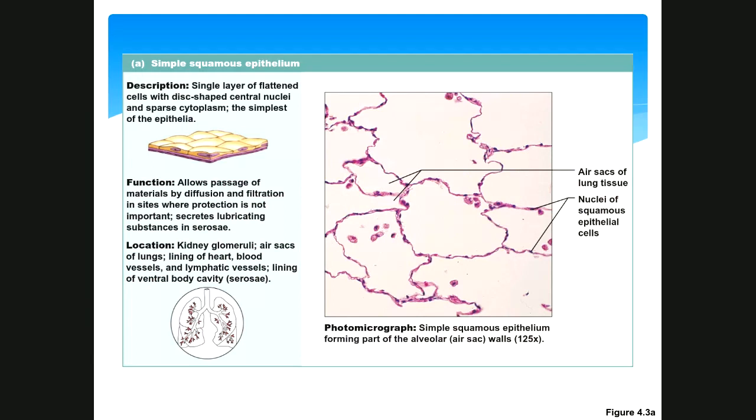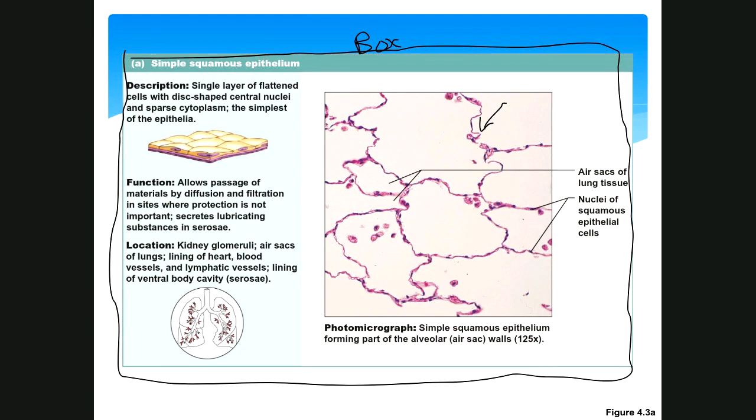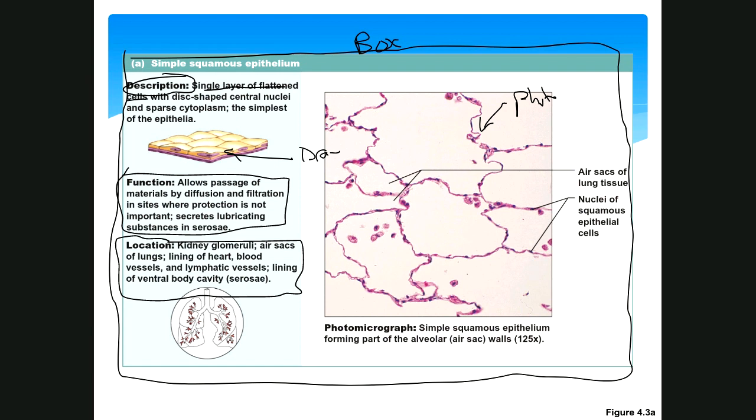But let's look at simple squamous. So if you listen to the lecture on this, you'll know that in the lab book, there's a box for every tissue. And here's this box right here. Everything you need to know about this tissue is in this box. So look what's in here. There's a picture, a photomicrograph. There's a drawing here so you can see what it is that you're supposed to be looking at. There's a description. Look, single layer of flat cells. And then there's where do you find this tissue and what does this tissue do? So everything you need to know about this tissue is in this box. So let's look at this tissue.